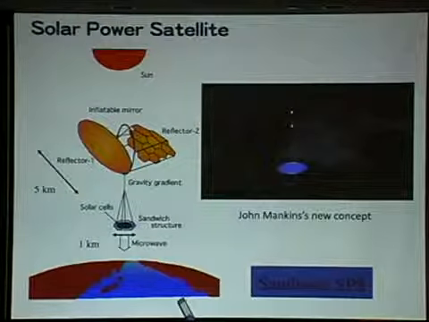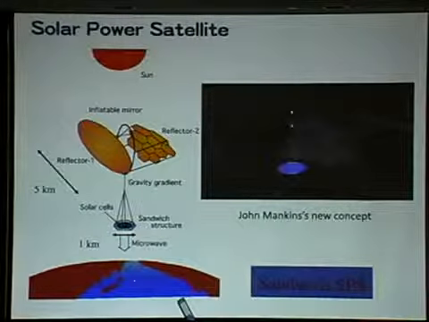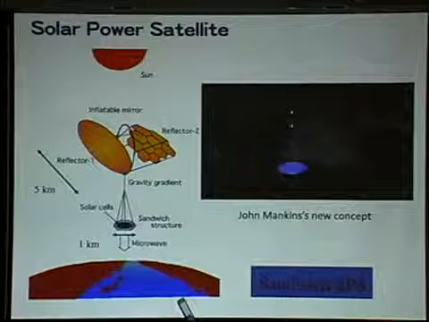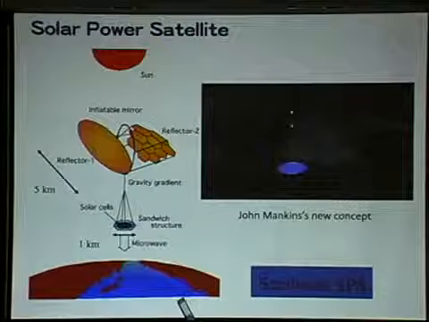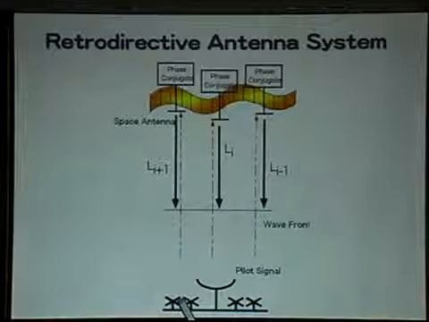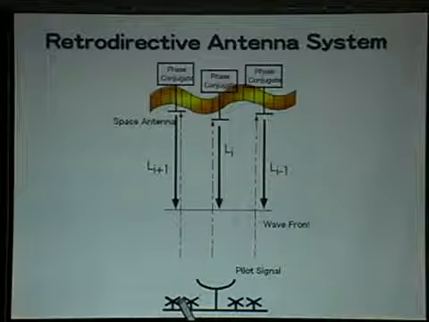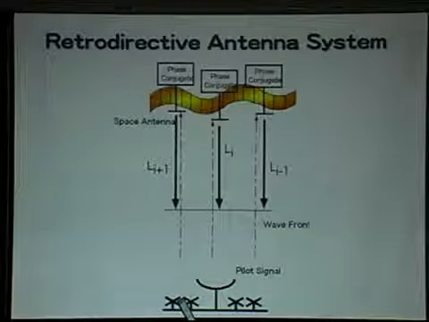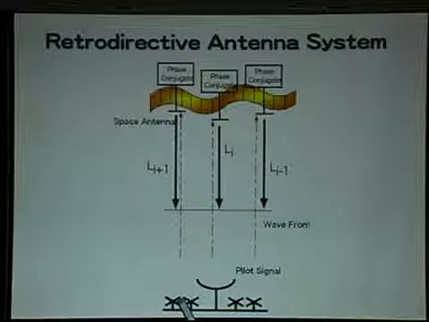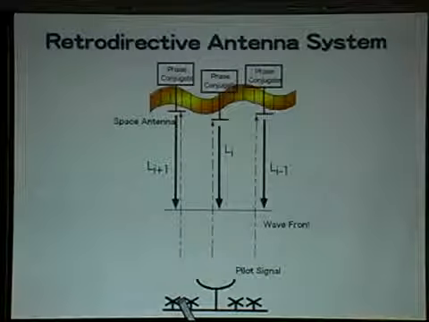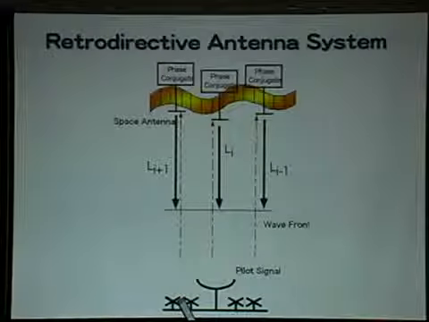The microwave transmitter antenna may be moving, so we need some control system to control the output phase. So we are developing a retro-directive antenna system. We transmit a power signal from the ground to the space antenna, and each antenna element receives the power signal and makes a conjugate phase of the power signal.